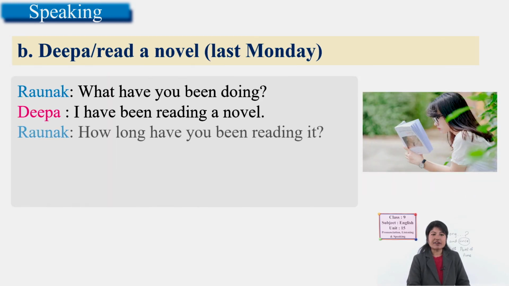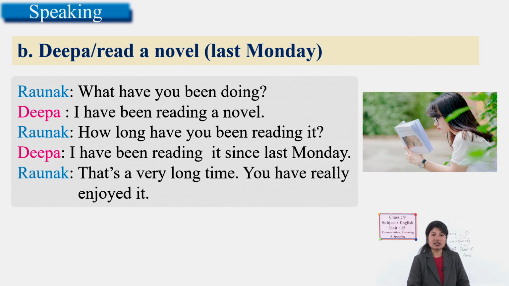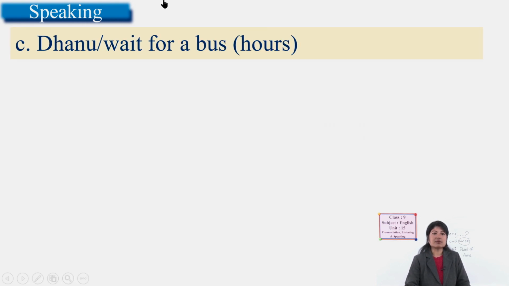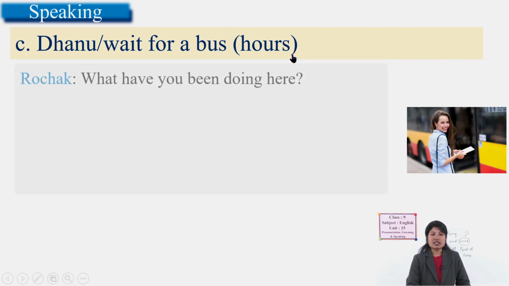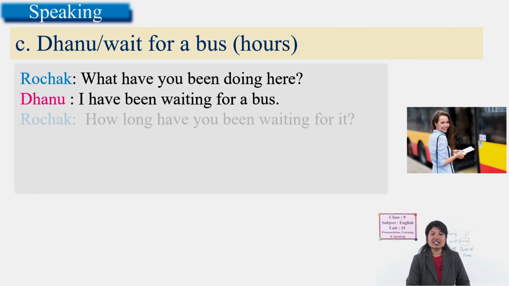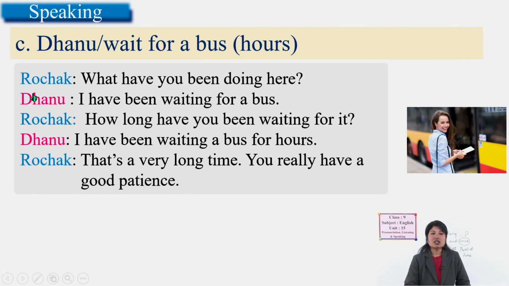Similarly, we have the next one, that is C. Let's look at C. Dhanu wait for bus hours. Again we create similar dialogues. Rochak, what have you been doing here? Dhanu, I have been waiting for a bus. Rochak, how long have you been waiting for it? Dhanu, I have been waiting for a bus for hours, period of time, hours. Rochak, that's a very long time. You really have good patience.